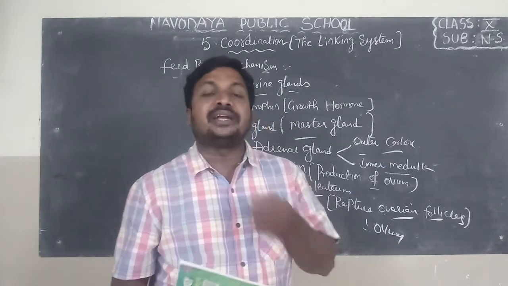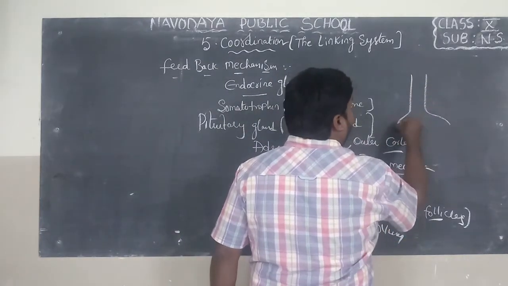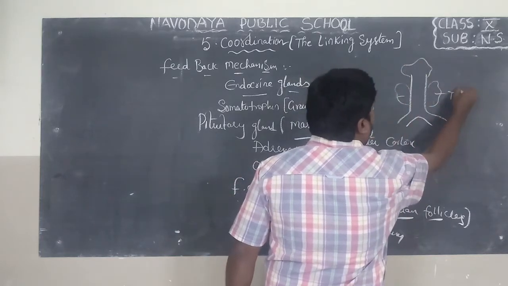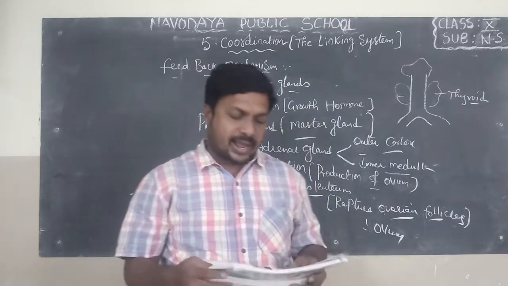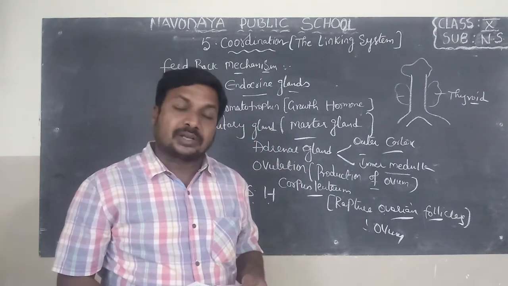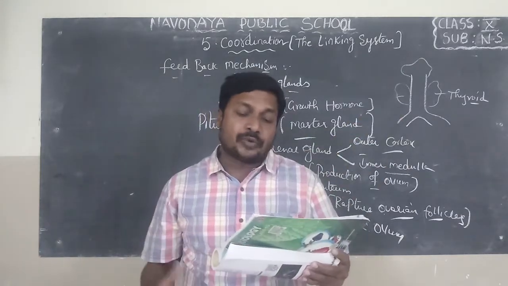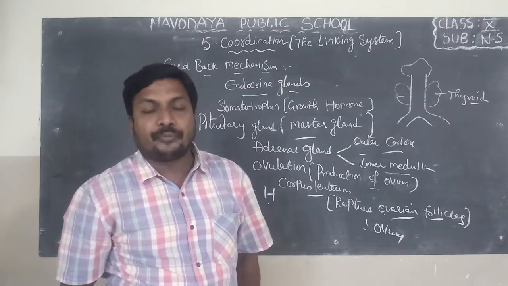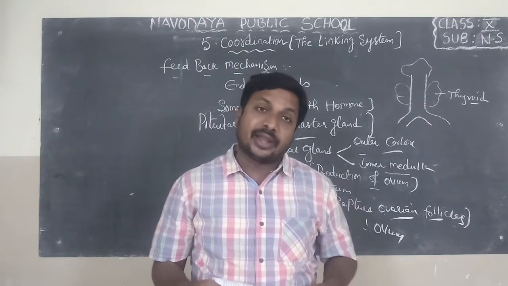Thyroid gland. It is present near the neck region on either side of the trachea. This is the trachea, no? On either side of the trachea we can find the thyroid gland. This thyroid gland releases a hormone known as thyroxine. This is helpful for general growth and metabolic activities. They will ask like this from an exam point of view: which hormone is responsible for general growth and metabolic activities? The answer is thyroxine from the thyroid gland.